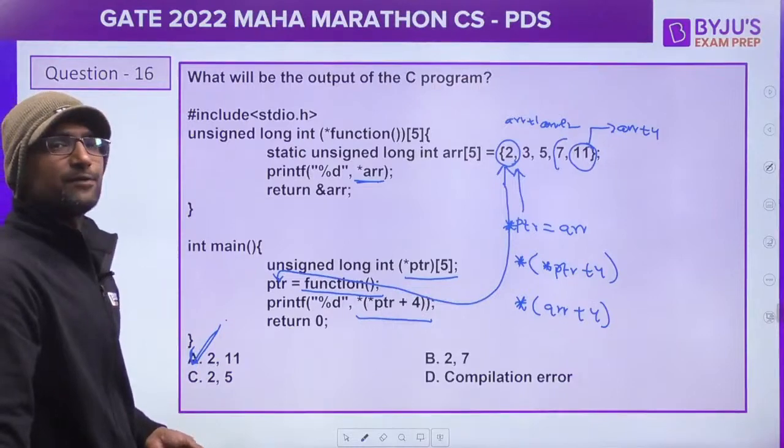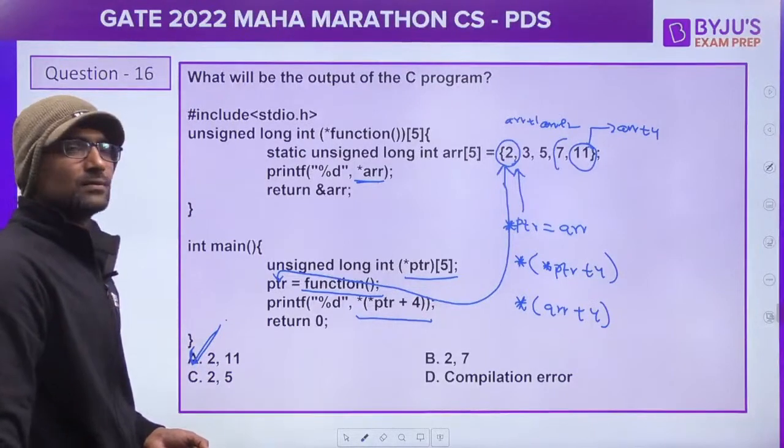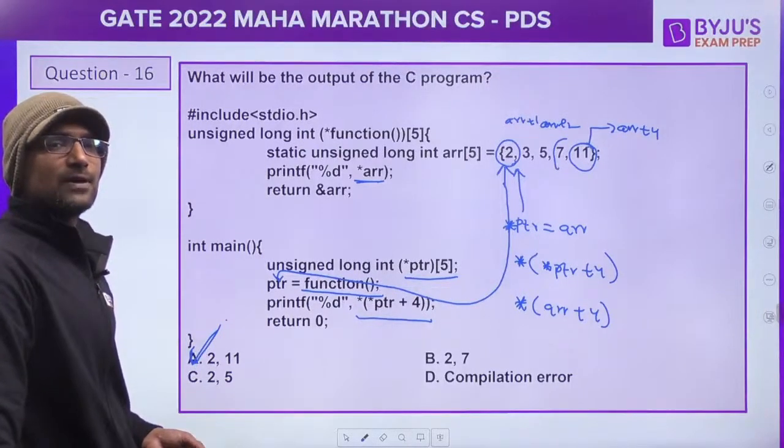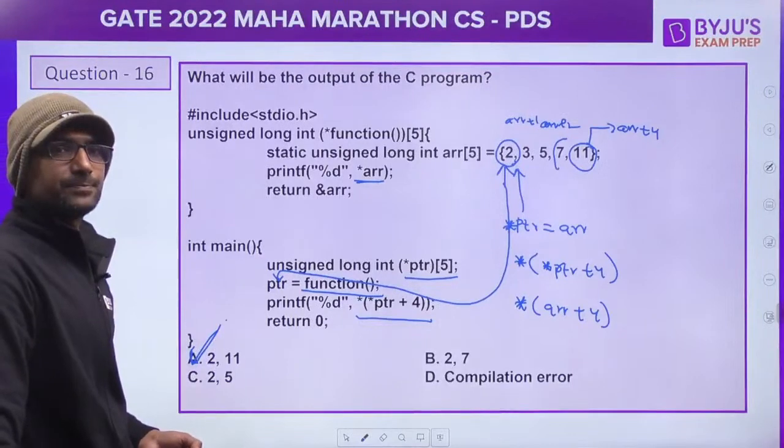It is a function definition. Array of function pointers.